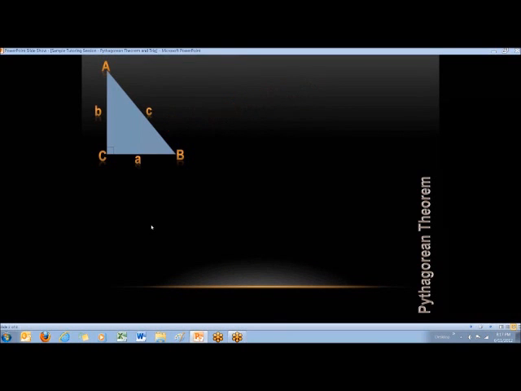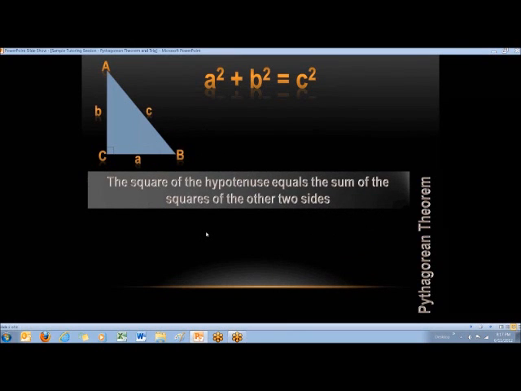The Pythagorean theorem says that the length of side A squared plus the length of side B squared equals the length of side C squared. Another way to say that is the square of the hypotenuse equals the sum of the squares of the other two sides. If I know A and B, I can square them, add them, and take the square root to find C. But what if I knew the hypotenuse and side A? Could I figure out what B was?